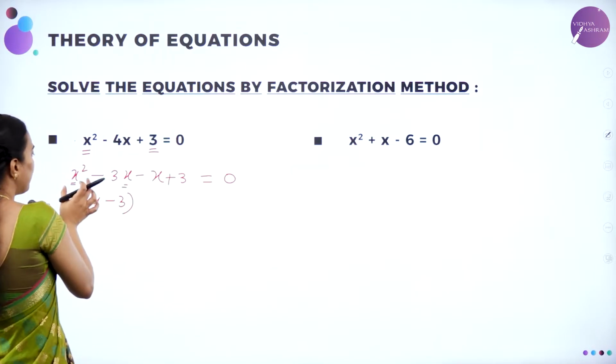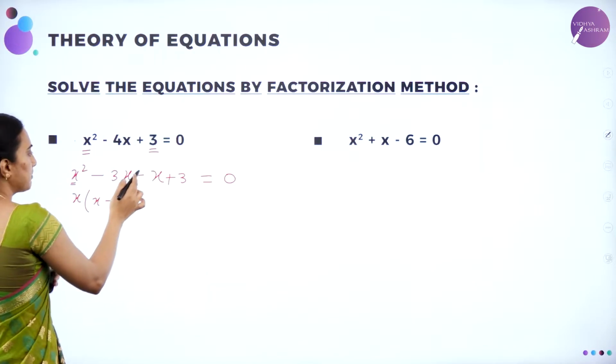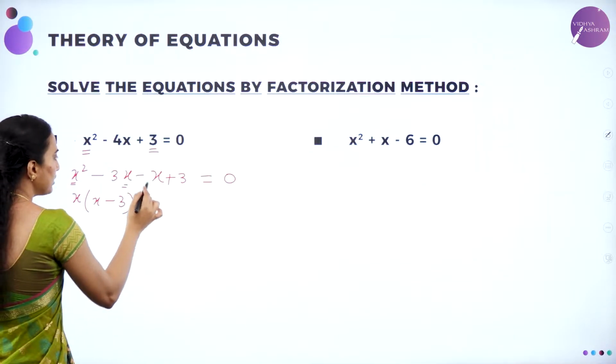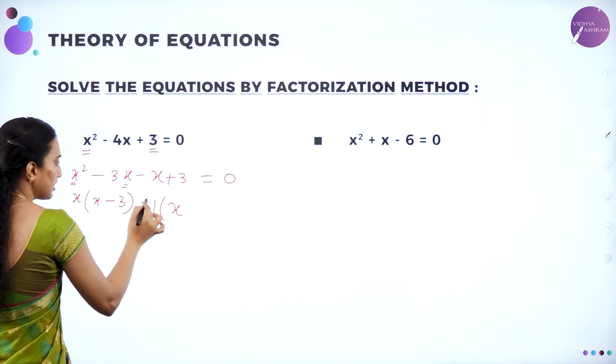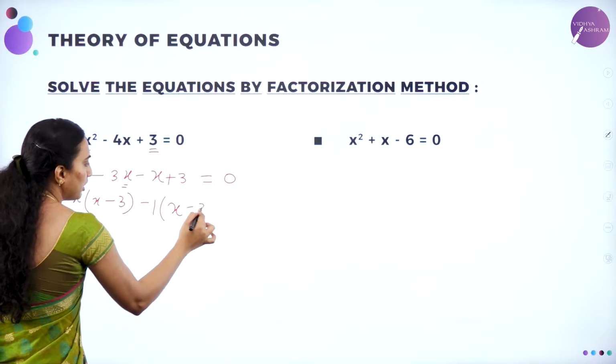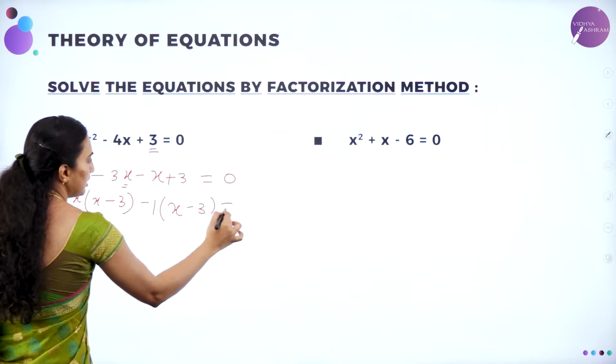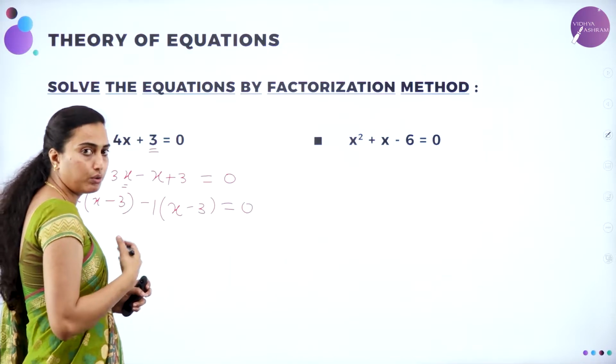So, here plus 3. From this, I can take x common, which leaves x minus 3. Again, I can take minus 1 common here because I should remain with x only. Minus into 1x is minus x. Minus into minus is plus 3, is equal to 0. That's how you are going to solve the equation.